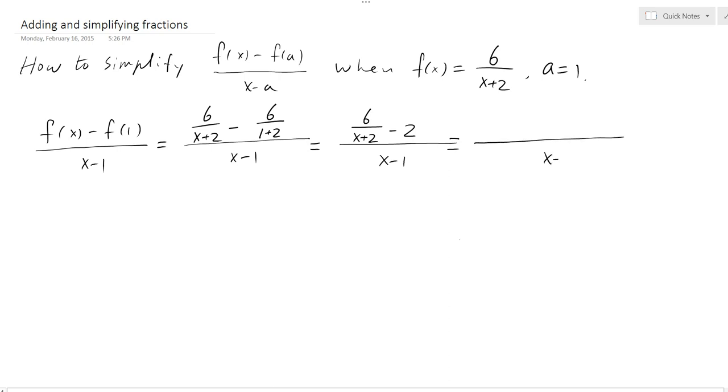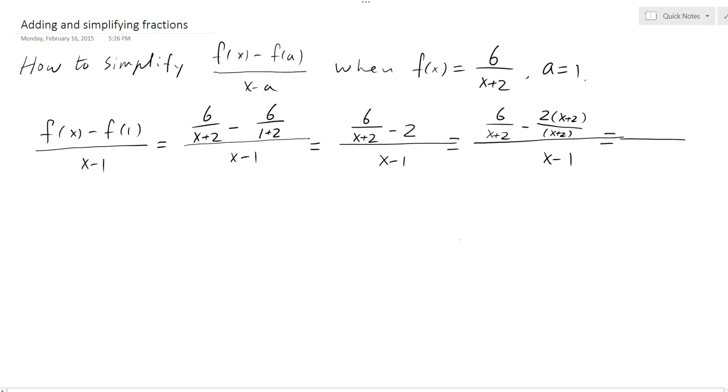But still, we need to add up the numerator using the common denominator. So what we have is x minus 1 over here, and this is 6 over x plus 2. We don't have a denominator over here, but we know we can always multiply x plus 2 to the numerator, and the denominator is 1. So then we have this.